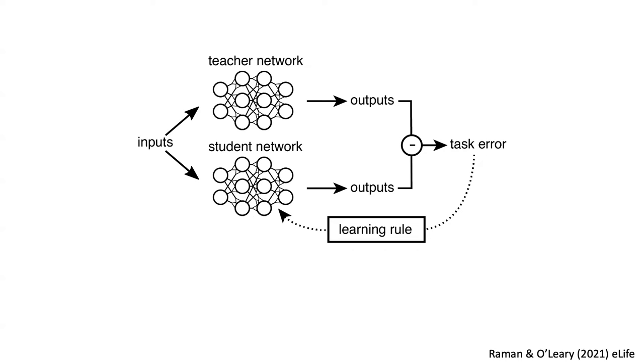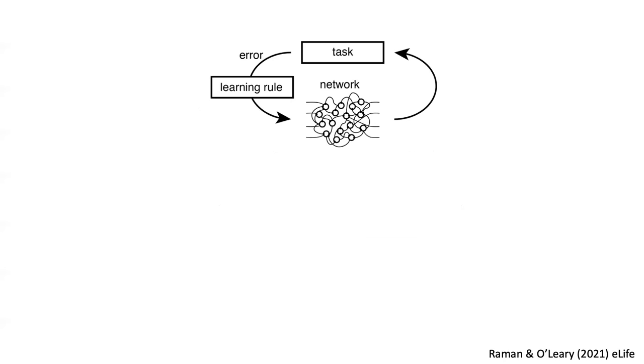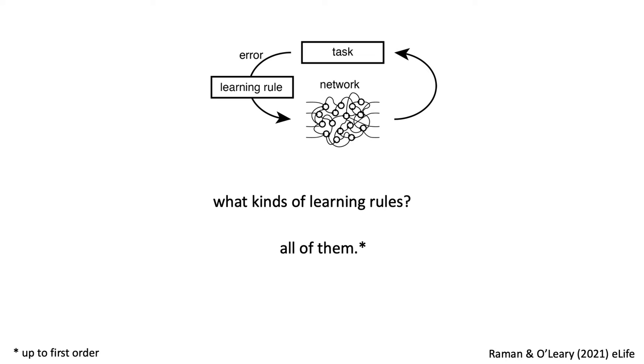And here there's another problem, and that is that we don't know which learning rules the brain actually uses, okay? Because after all, we want to relate this back to biology. So what kind of learning rules would we like to use? Well, again, we don't want to pen ourselves in, so we'd like to consider all possible learning rules. How are we going to do that? Well, for the simulations, we consider all possible learning rules up to first order.